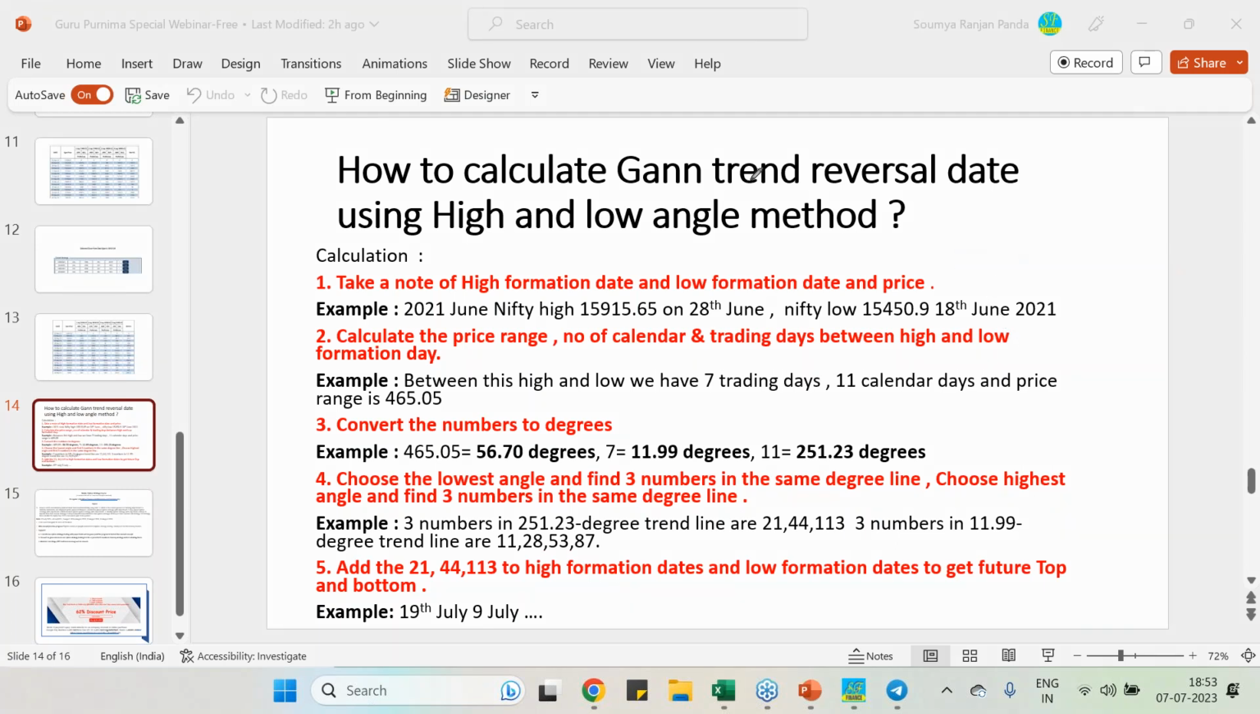Gann study is a study associated with numbers to be converted into degrees, angles. Why? Degree and time have a direct relationship. 1 degree equals 4 minutes. So degree and time have a direct relationship. If we can convert a number to degree, then we can directly associate that number with time.